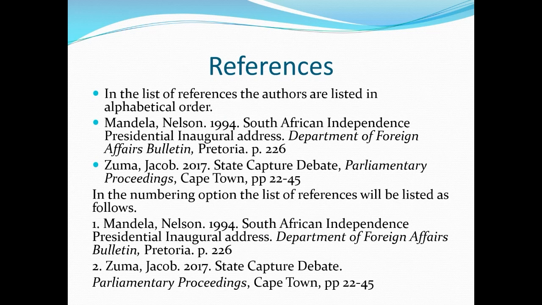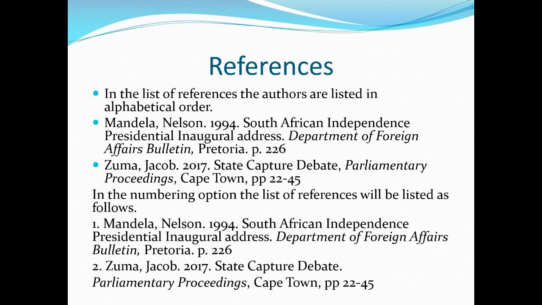South African independence. These ones should have been lower case, like the address. Now, the publisher, if it is a journal, is written in italics. Department of Foreign Affairs Bulletin. It's written in italics. Then the place it is published, Pretoria. And then the page, if it's more like a book, you put page first and then the number of pages, 226.